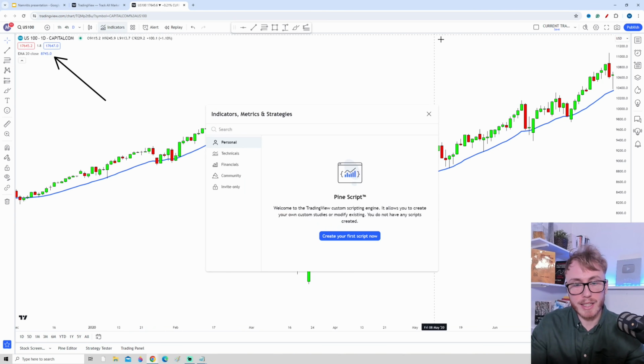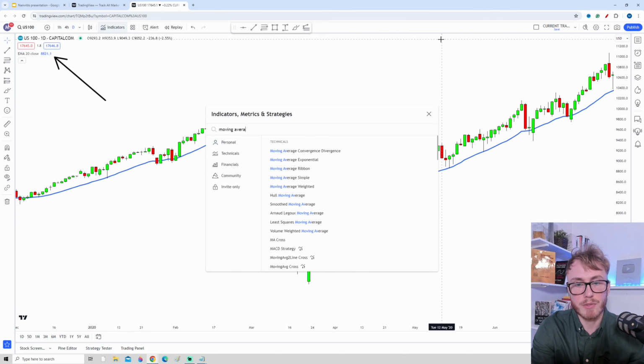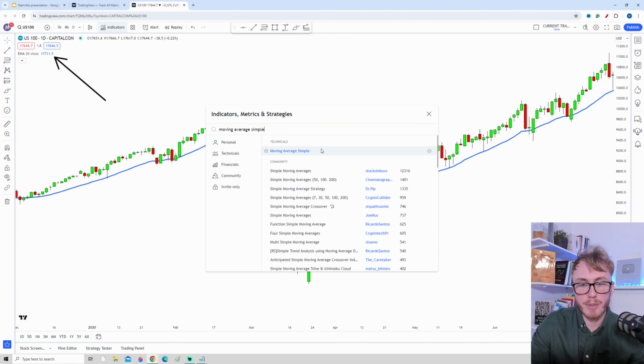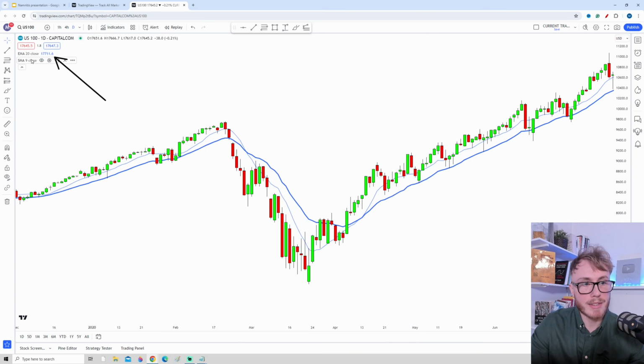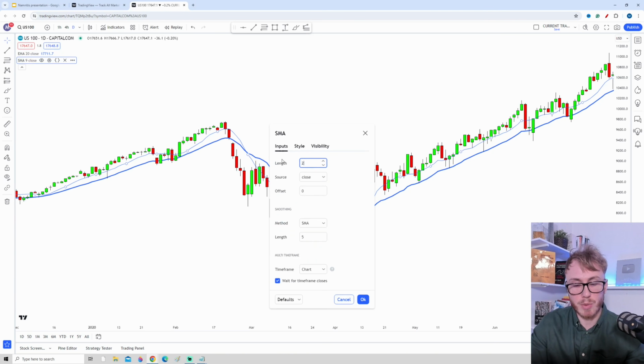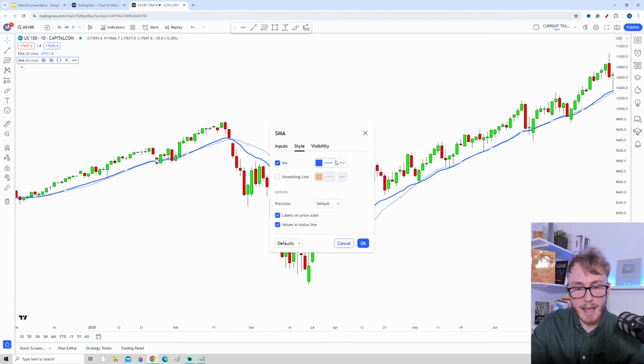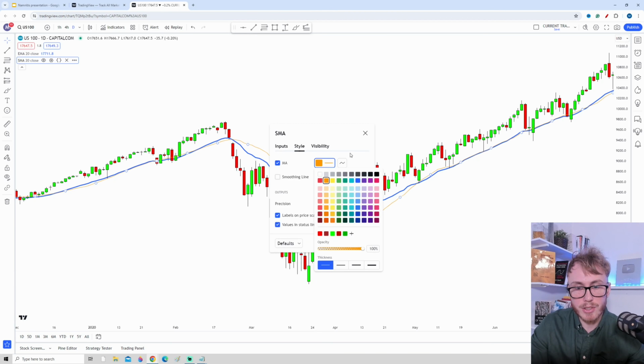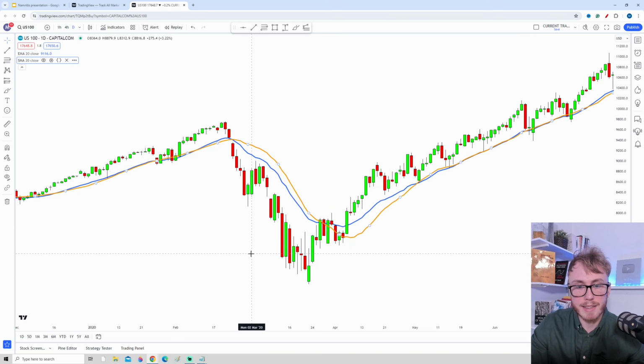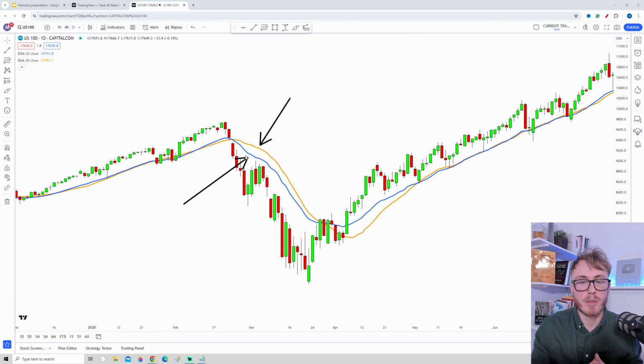So let's go up here to the indicators tab once again, and search for moving average simple. And to make a good comparison here, let me remove that arrow. We go up here to where it says SMA 9. We want to change this one so we have the exact same length on both the SMA and the EMA. And we also want to change colors, so you can see. Let's change it to orange and a thick line like this. So now the orange line is the simple moving average, and the blue line is the exponential moving average.